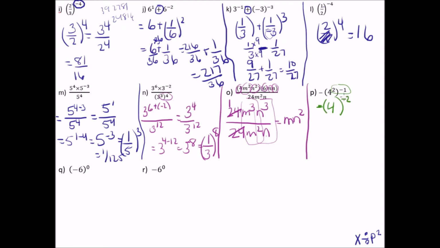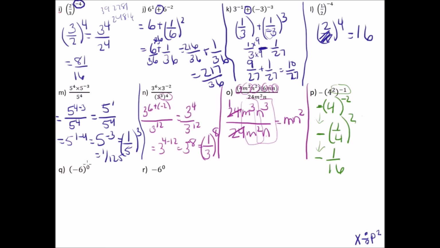So 4 to the -2, because we got 2 times -1. Again, bring this negative sign down. Let's flip the 4, and let's raise this to the squared. Okay, so I get -1 over 16. 1 over 4 squared, and then we bring that negative down.